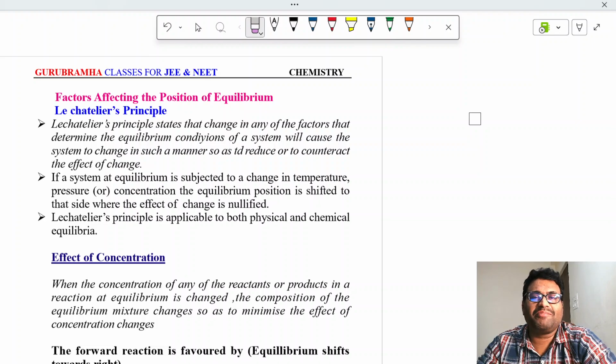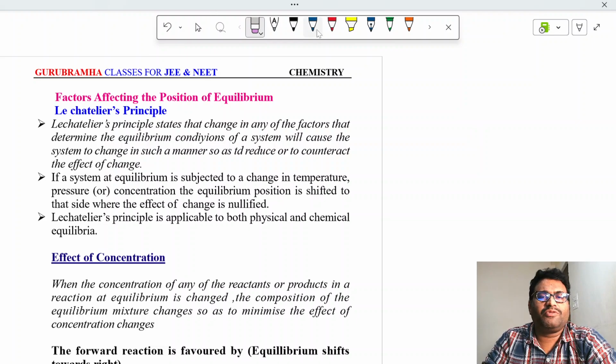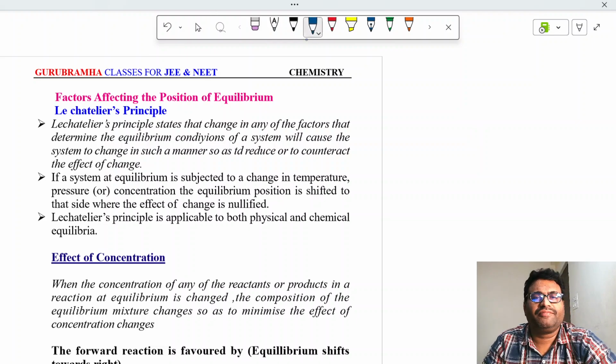We are in the chapter Chemical Equilibrium from Chemistry. And in this session, we are going to learn about factors affecting the position of equilibrium. Factors affecting the position of equilibrium.